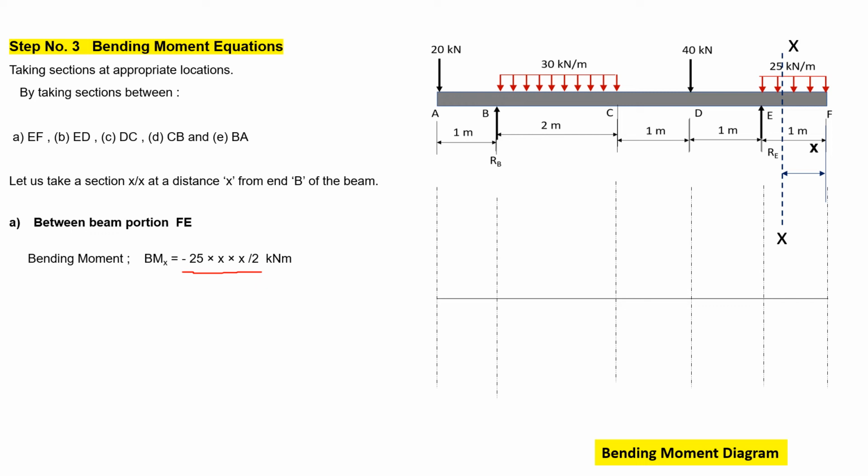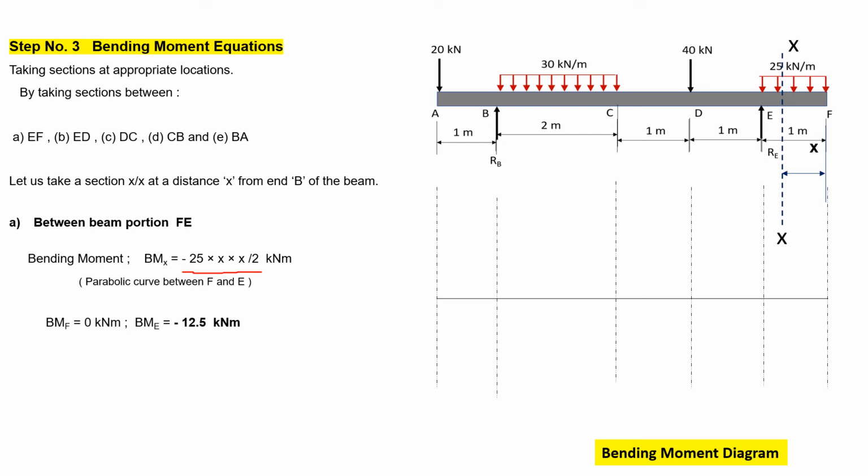You are well aware from the previous numerical we have discussed that whenever there is a hogging moment, it will be taken as negative. If it is a sagging one, then it will be taken as positive. So we have taken negative here. And it is an equation of second degree in x, so it will be a parabolic curve that we have to draw between F and E.